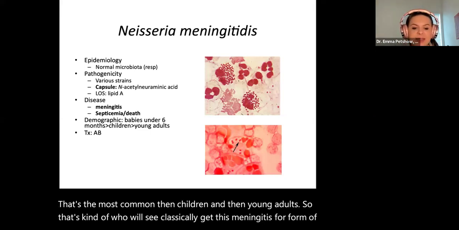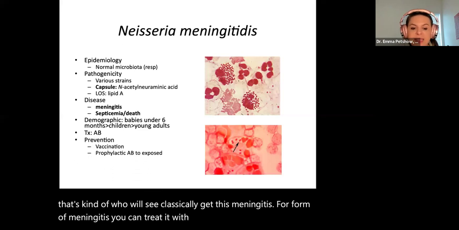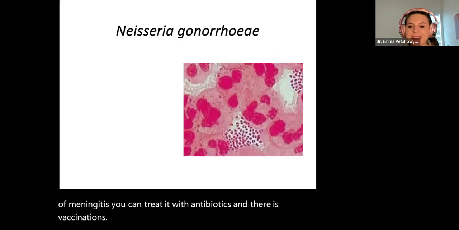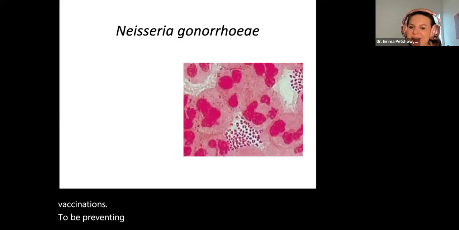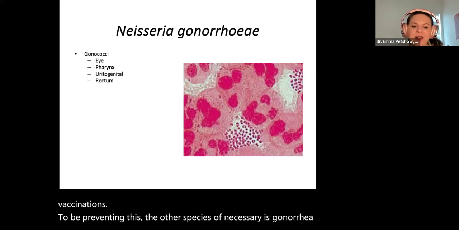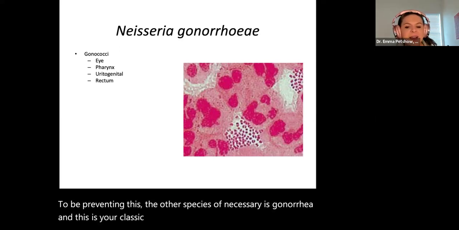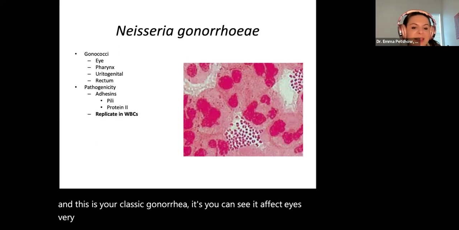You can treat it with antibiotics. And there are vaccinations to prevent this. The other species of Neisseria is gonorrhea, and this is your classic gonorrhea. It's gonococci. You can see it affect eyes, pharynx, urogenital tract, and rectum. It's really good at adhering to mucous membranes.